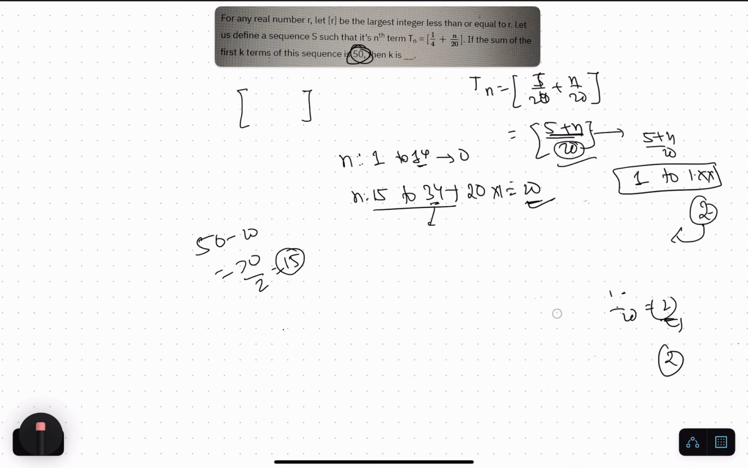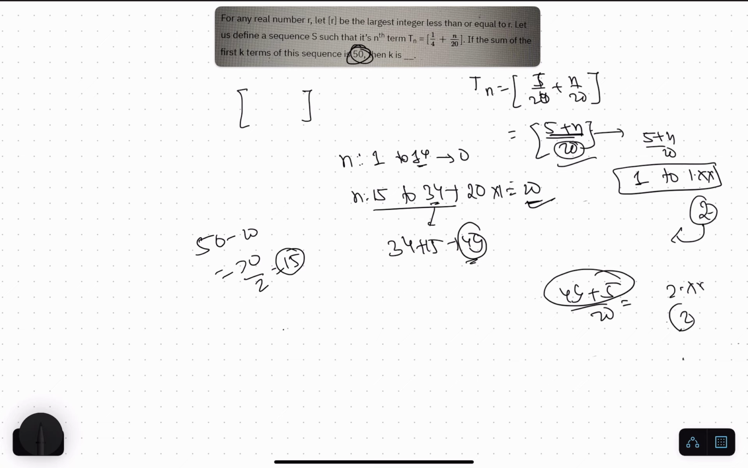Let us check: starting from 34, 15 numbers means 34 plus 15, till 49. So n equal to 49 gives (49 + 5) by 20, which is less than 60 by 20, that is 2.xx, so it gives 2 only. So this is permissible. Till 49 we'll get 30 more, so our goal of 50 is achieved, and n starts from 1 till 49. So the number of values will be 49. So 49 is the answer.